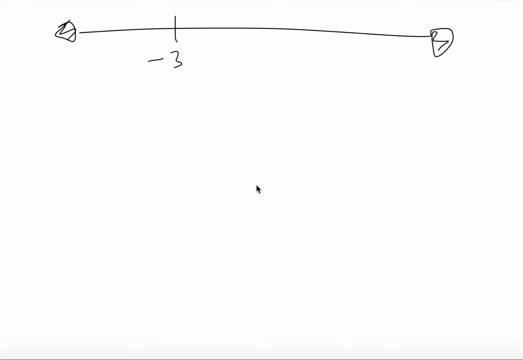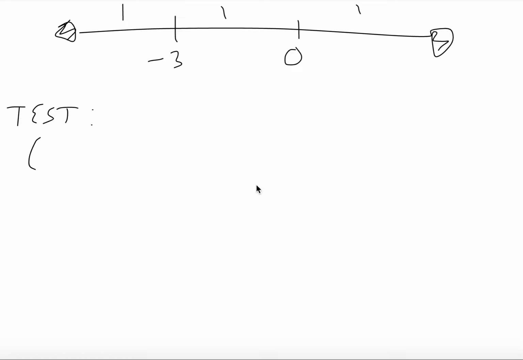That tells me where I need to set up the dividing points on my sign chart. So I'm going to have one at negative 3, and I'm going to have one at 0. And when I go to test points, I need to test something from each of these three regions.